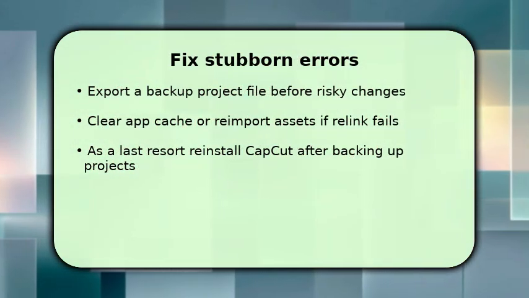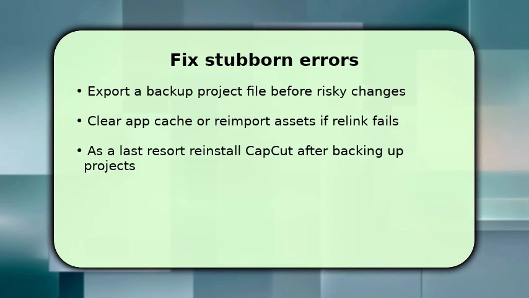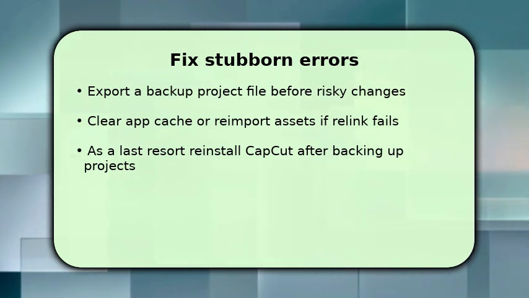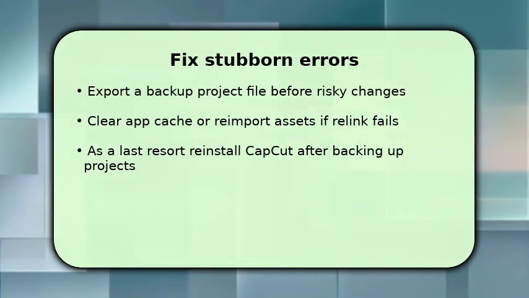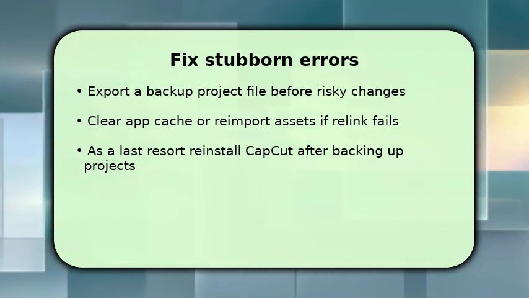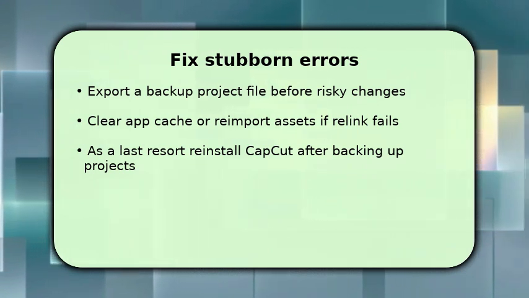To finish, you resolve persistent failures and stabilize the project. If relinking doesn't work, export or duplicate the project as a backup, then clear CapCut's cache or re-import the original files into a fresh project. This often fixes corrupted references. If issues persist, backup projects and media, uninstall and reinstall CapCut to reset internal indexes.